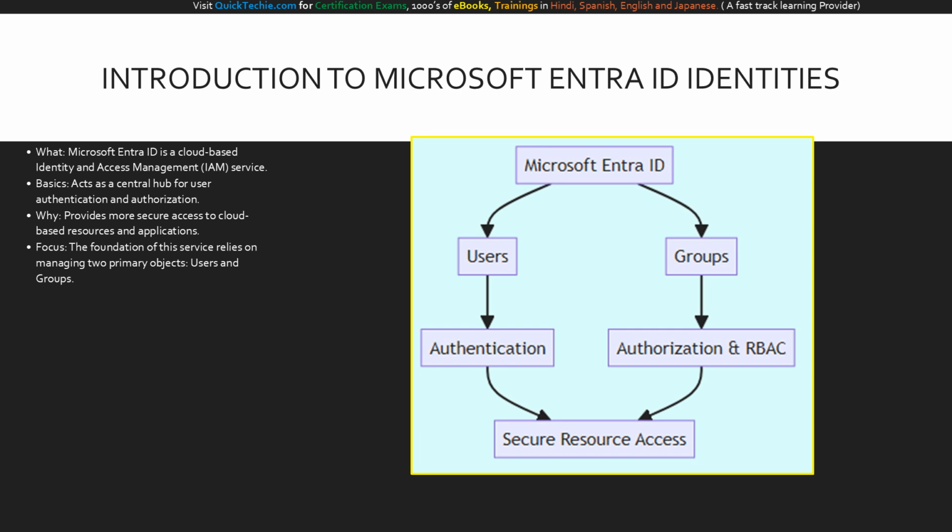At the top, we have Microsoft Entra ID acting as the central management plane. It branches down into our two main focuses, users and groups. Users drive authentication, proving who they are. Groups drive authorization, defining what they're allowed to do through role-based access control. Together, they converge to enable secure resource access across your environment.